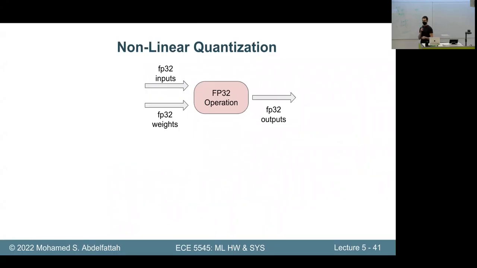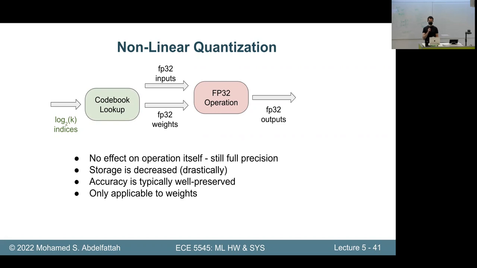Now if I have an FP32 operation like this one, matrix multiplication for example, or convolution, I have FP32 inputs, FP32 weights and FP32 outputs. In nonlinear quantization, all I do is encode my weights using this codebook, and then before I do the computation, I look it up in the codebook and do the computation. So this doesn't actually affect my runtime. In fact, it might slow down my runtime a little bit. But where it really benefits me is a much smaller model size. My parameters become very small, usually at a very small accuracy loss as well.